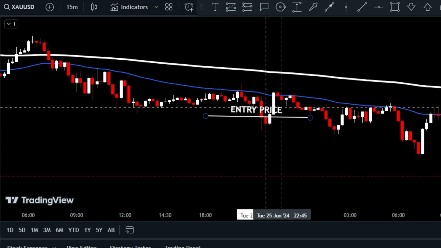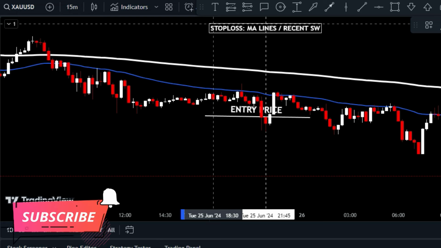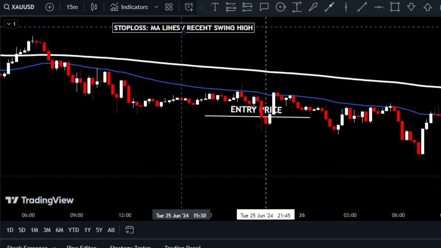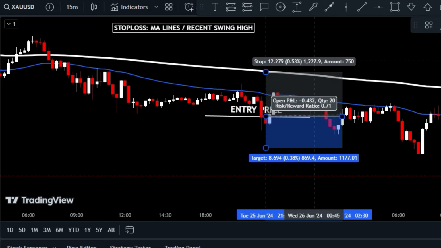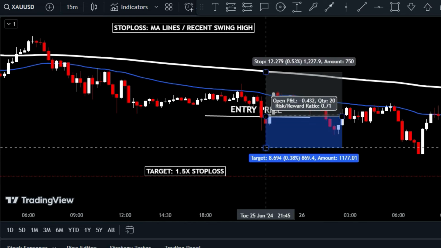But hold up, let's talk risk management so you can trade smart and stay protected. Set a stop loss using a recent market swing high or one of the moving average lines as your guide. Safety first, right? Now for the fun part, aiming for those sweet profitable targets. Set your trade target at 1.5 times the distance between your entry level and a stop loss level. That way, you're shooting for a solid reward while keeping risk in check.